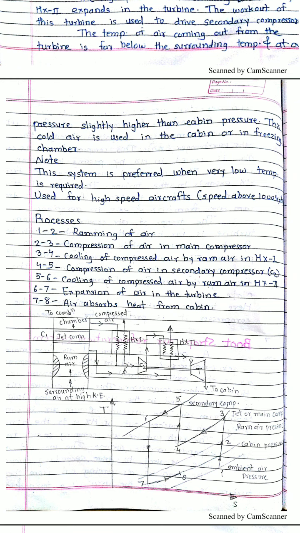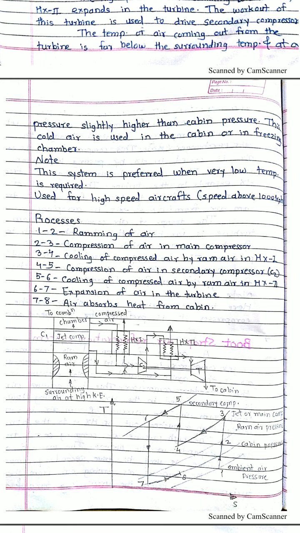Then from the jet compressor it goes into the heat exchanger, and in the heat exchanger constant pressure heat rejection takes place, so the temperature falls. That is shown by the 3 to 4 process. The cooling takes place up to point 4. Now again it goes to the secondary compressor. From 4 to 5 compression takes place again, pressure and temperature increase up to point 5.